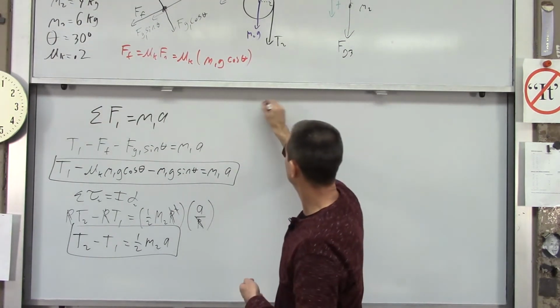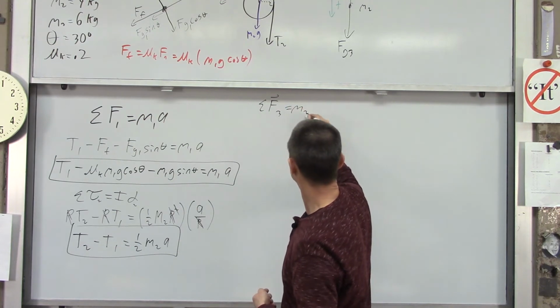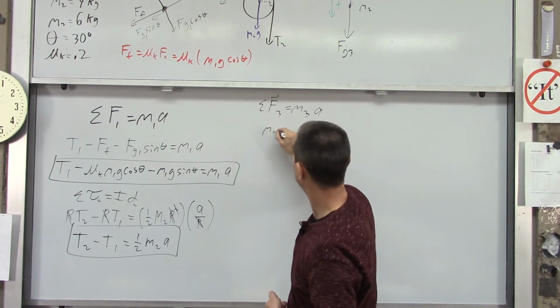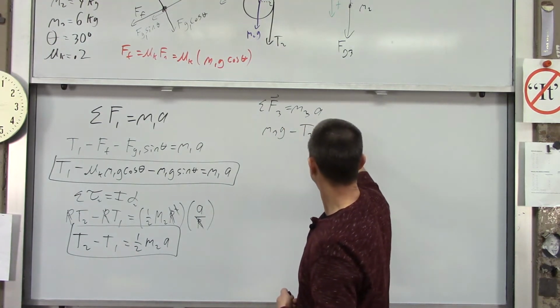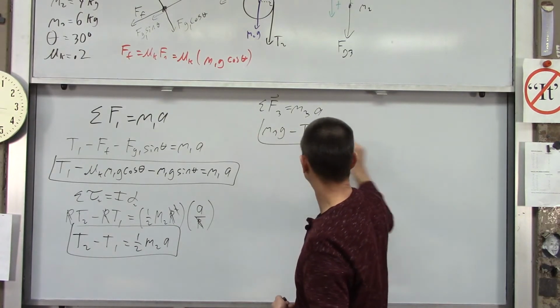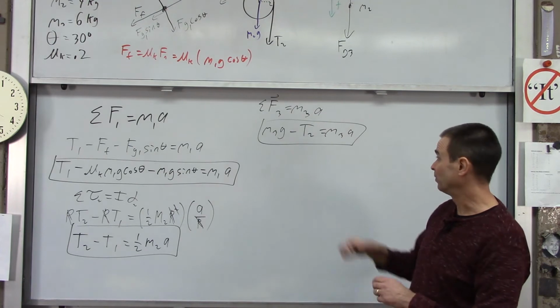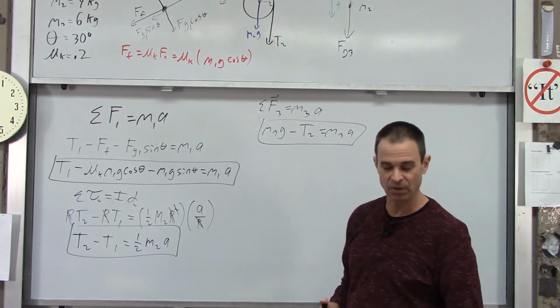So if I do net force on block 3 equals M3A, well, he's pretty easy. It's FG down, which would be M3G down, and you got T2 up, and that's equal to M3A. So that's your third equation. And we didn't introduce any other unknowns. We have A and T2 and T1. That's our 3 unknowns. We got 3 equations we could solve.